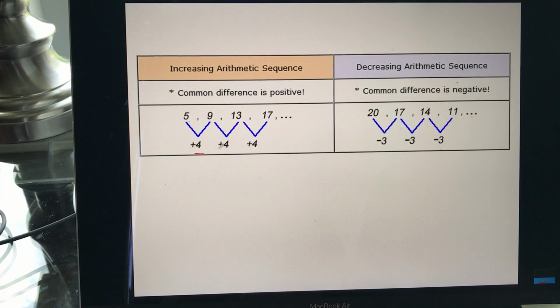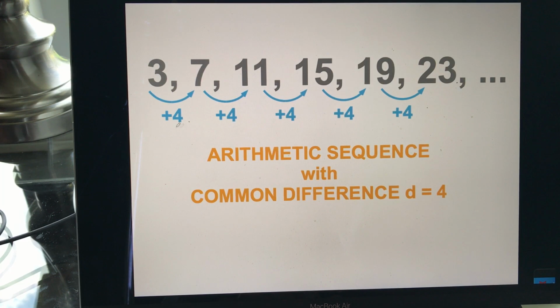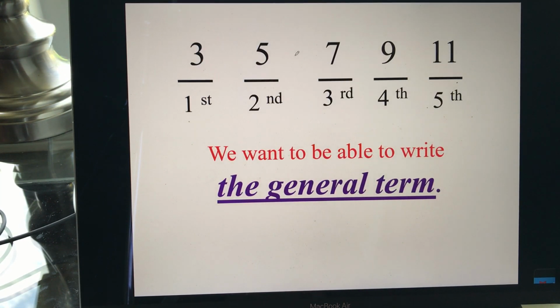Here I'm increasing by 4 on this one, plus 4, plus 4. This one I'm adding -3. So I'm actually dropping by 3, but it's still arithmetic. This one here, I'm just adding 4 every time, plus 4, plus 4, plus 4, so it's arithmetic.